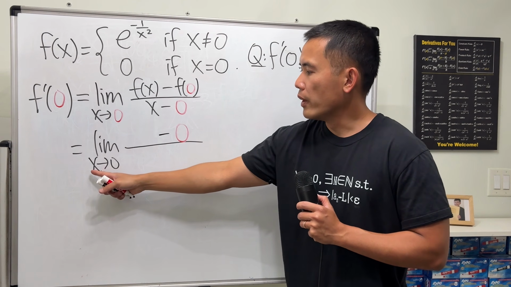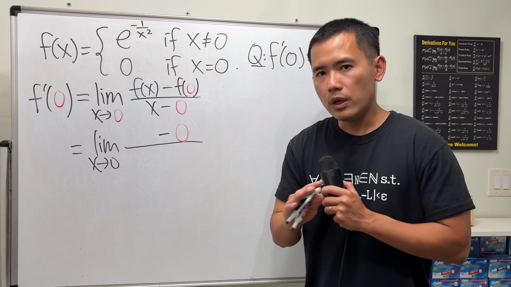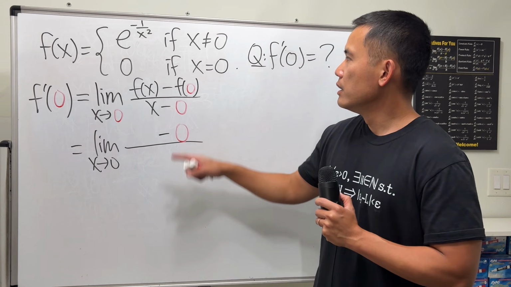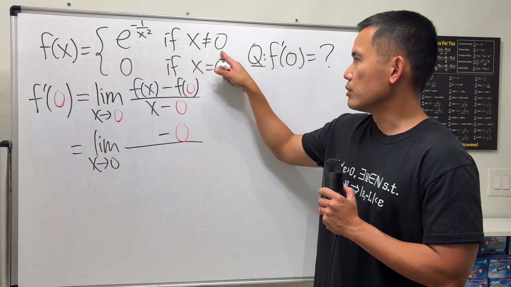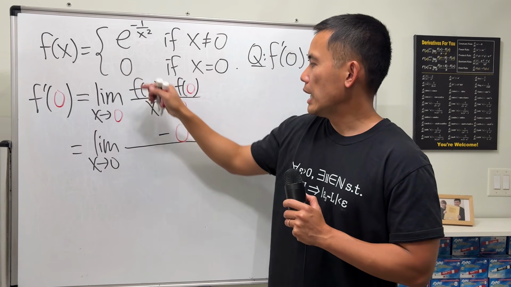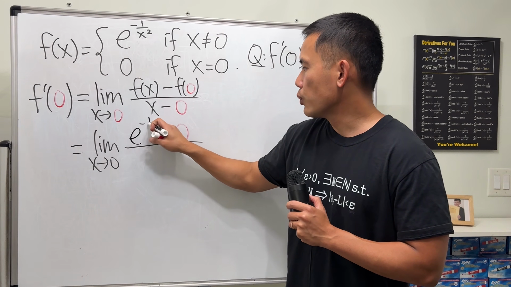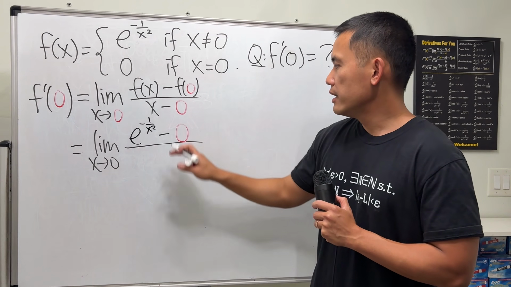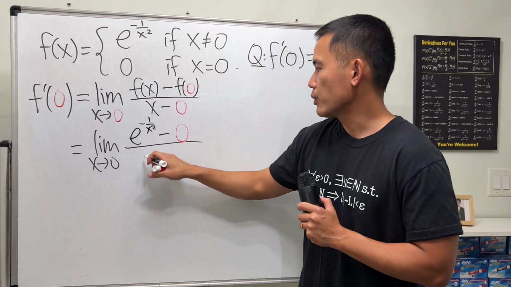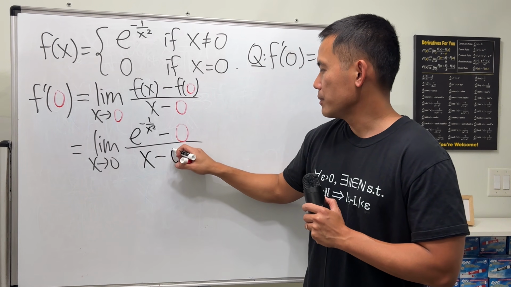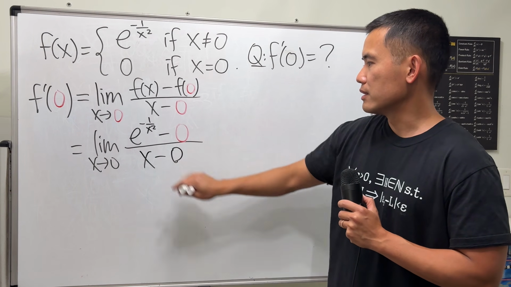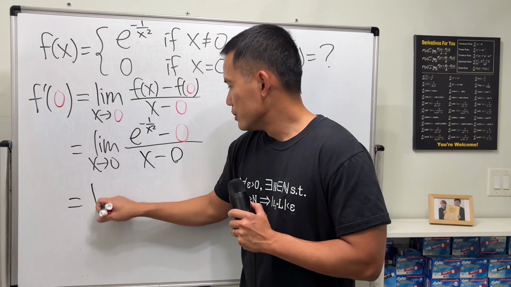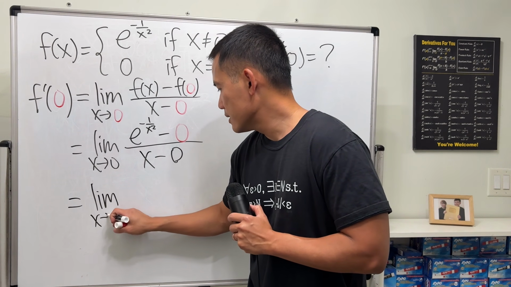Here, remember, when x is approaching 0, we don't want x to be exactly equal to 0. So when x is not exactly equal to 0, the function is this. I will put down e to the negative 1 over x squared. And then the bottom is just x minus 0, which is x. Doesn't matter. For now, let me just write this down. And of course, the minus 0 doesn't matter. So we are going to look at this limit.